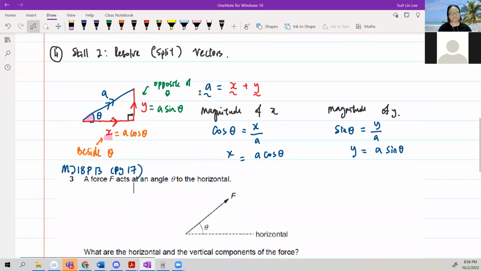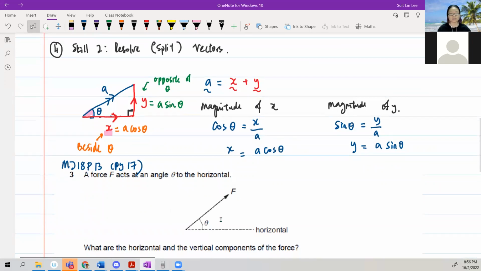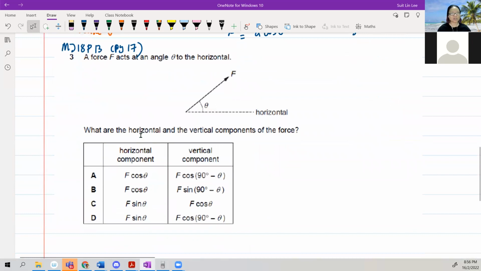Again, the whole idea is whenever there's a vector, we can split into horizontal and vertical. And depending on which angle they gave us, if it's right beside the angle, you will use cos. If it's opposite the angle, you will use sine. So let's look at this question. Here we have a force F at an angle theta to the horizontal, like this. What are the horizontal and vertical components of the force? You want to try first?